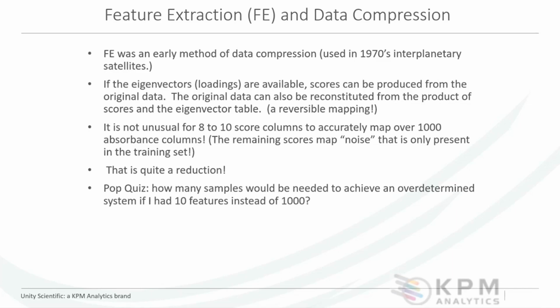After we've got the 8 or 10 scores or factors, the remaining scores map noise, irrelevant or uncorrelated information in the training set. It's not helping us at all. So this is a very efficient way of zeroing in on the information that is useful to us. So this is quite a data reduction. How many samples would be needed to achieve an overdetermined system if we had 10 features instead of 1,000? And I'm hoping everybody knows that it would just be more than 10.